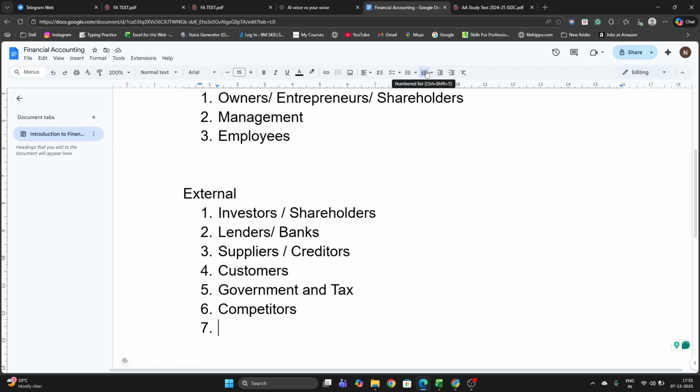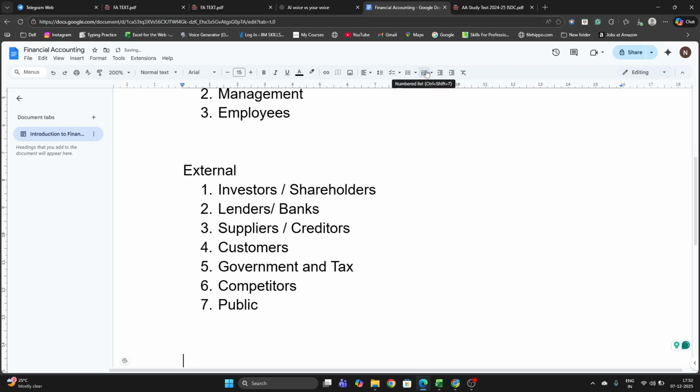And the last and most important, the public. Sometimes the general public, media, analysts, or local communities also evaluate financial statements to understand the impact of the business on the economy, right? So, overall, internal users are inside the business, external users are outside the business, but both depend on financial information for making decisions, right?